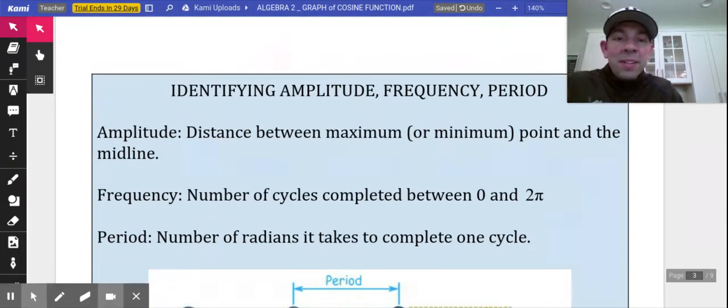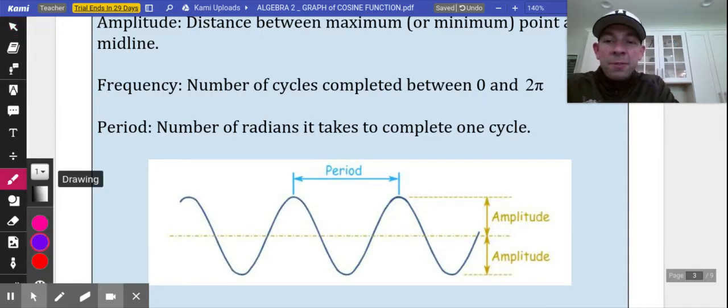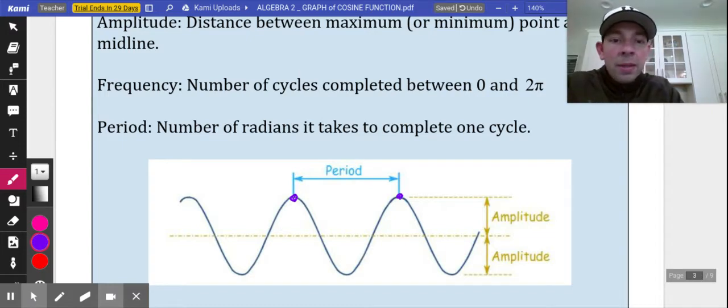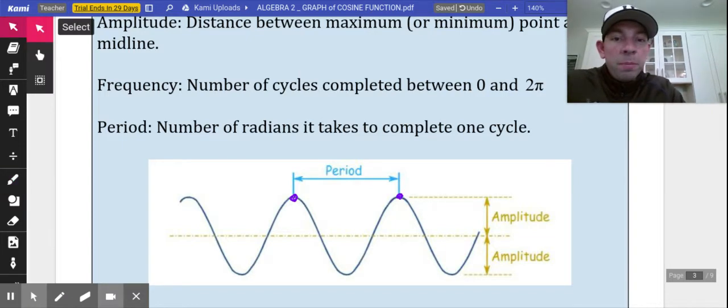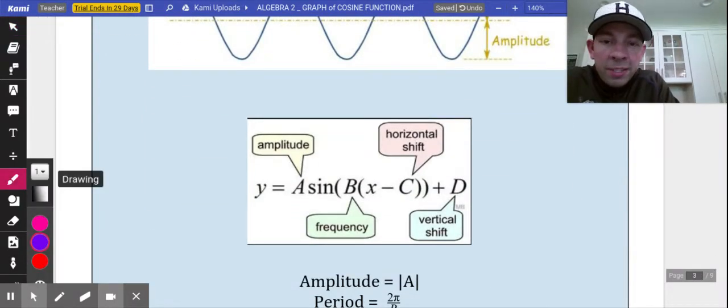All right, we have the same definitions of amplitude, frequency, and period that we saw in the last graph. Again, the period is going to be the number of radians from a starting point to when it closes that cycle and starts to repeat itself. So I think we can blow through those. It doesn't matter whether we write sine here or cosine. Everything is still the same.